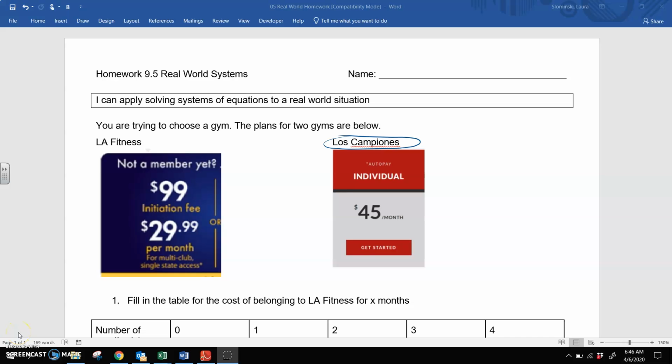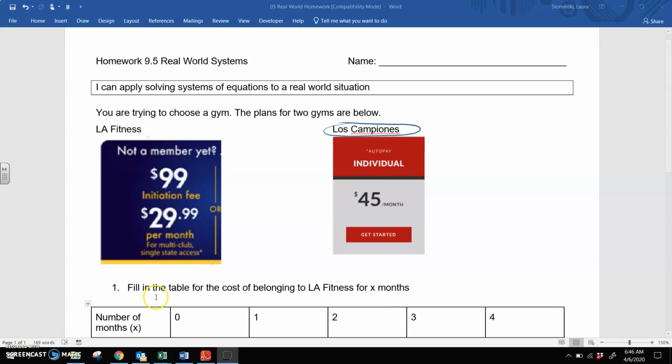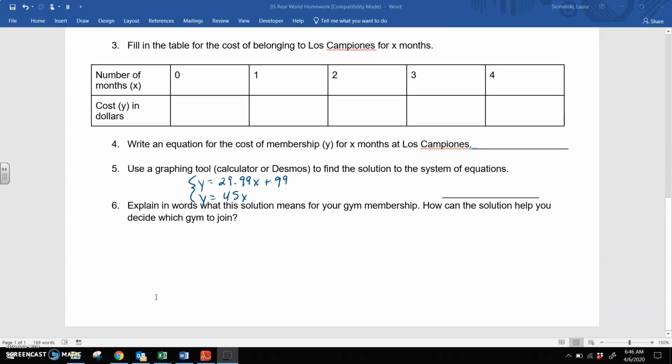Here we will look at the 9-5 homework assignment, and we've already done 1 through 4 in videos, so this one will focus on numbers 5 and 6. So this is where we take what we've done in numbers 1 through 4, and we are going to figure out a solution. Number 5 says use a graphing tool, either your calculator or Desmos if you don't have one, to find the solution to the system of equations.